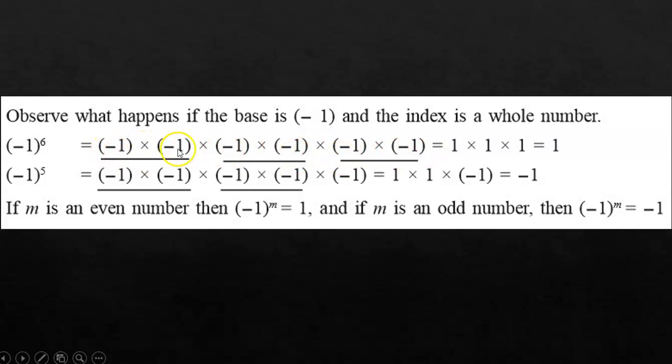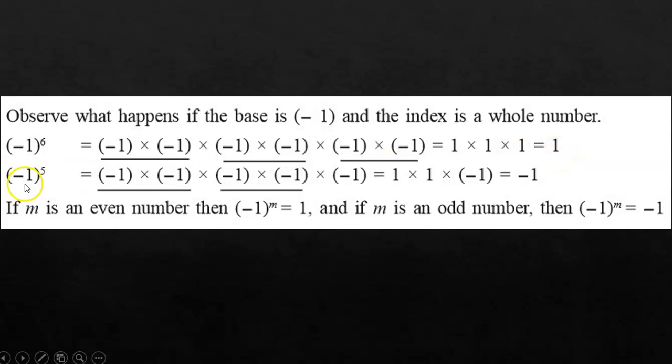And we know that negative multiplied by negative is positive. Negative multiplied by negative, positive. Negative multiplied by negative, positive. So what am I left with? Positive 1 multiplied by positive 1 multiplied by positive 1. So the answer is positive 1.